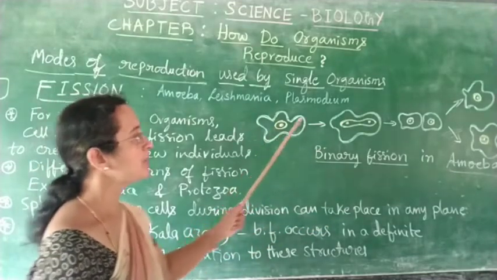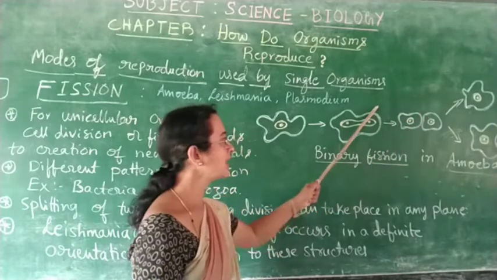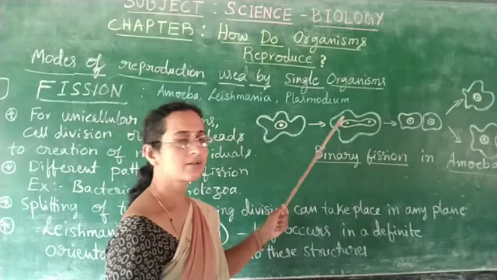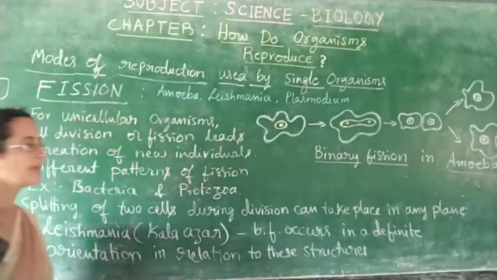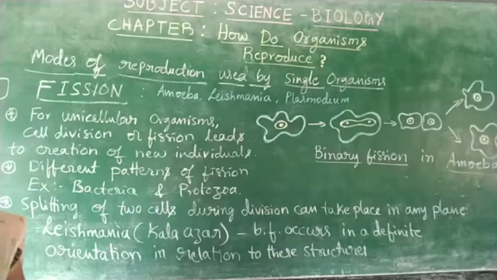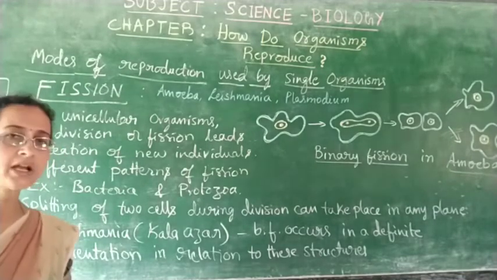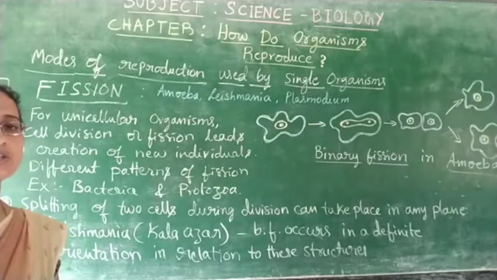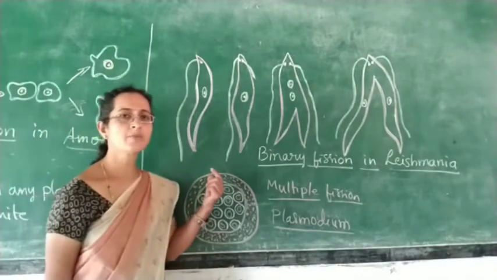See, one amoeba splits into two cells, and the division can occur in any plane. But in other organisms like leishmania, let us see what happens. In leishmania, which causes a disease called Kala-Azar, binary fission occurs in a definite orientation in relation to the body structure of that leishmania. So in leishmania you are seeing a different pattern of binary fission.